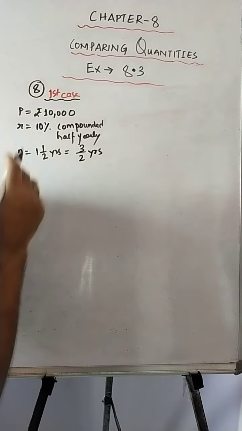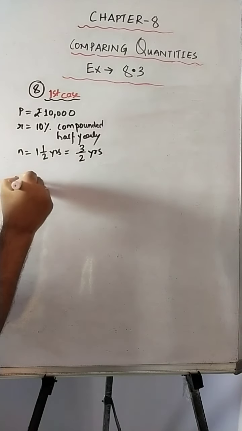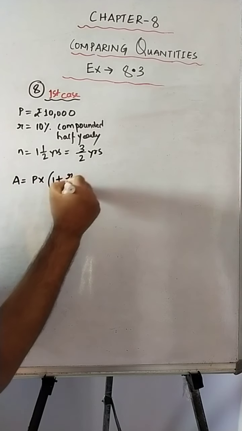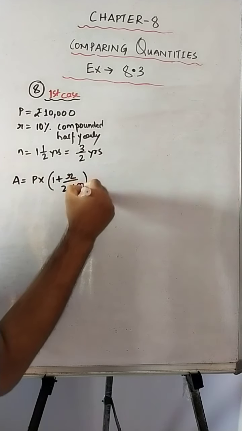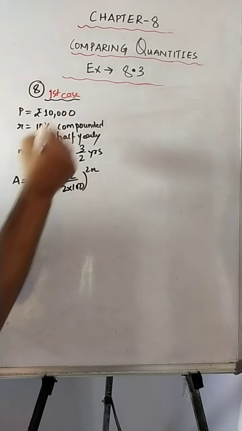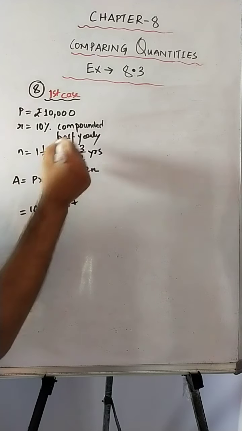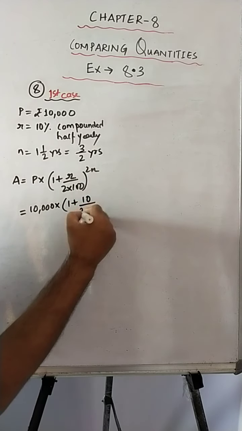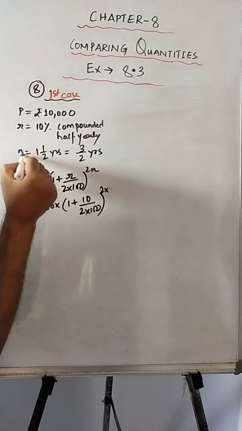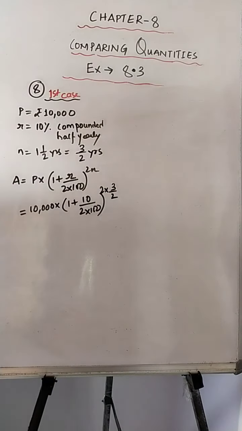Okay, so now we'll apply the compounded half yearly formula. So what is the compounded half yearly formula? P into (1 plus R by 2 into 100) to the power 2n. Now just put the values. That is P is 10,000, students. And 1 plus, what is R? R is 10, over 2 into 100, to the power 2 into n. What is n? n is 3 by 2. So we'll write 3 by 2 here.